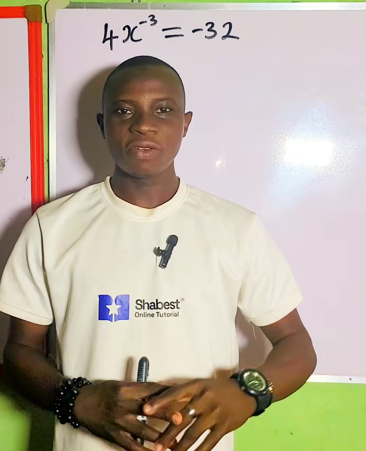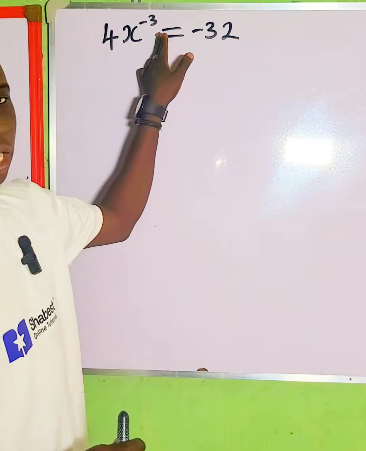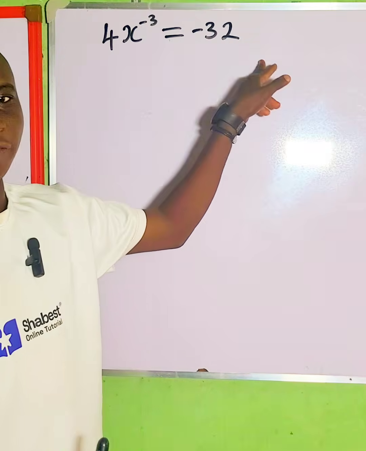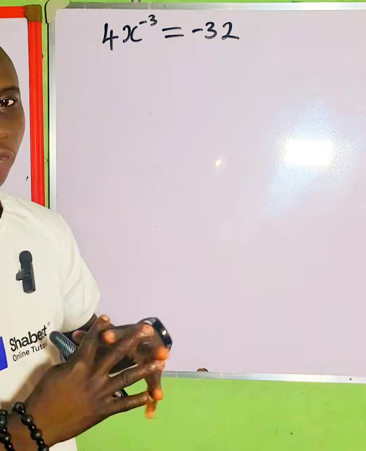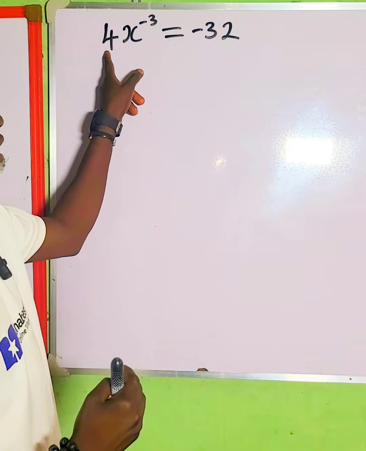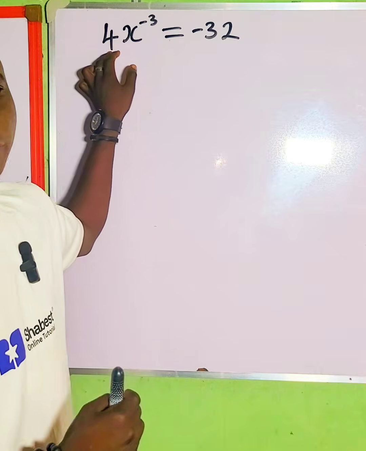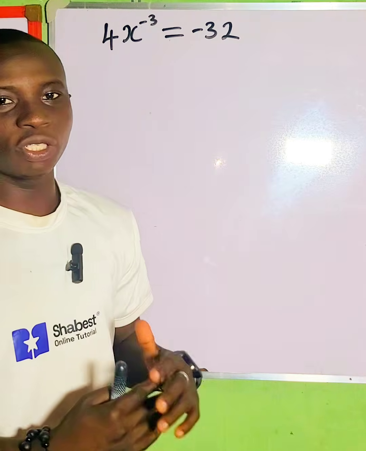We're going to solve for the value of x from this equation. We are given that 4x raised to the power of negative 3 is equal to negative 32. To solve for the value of x, the first thing we need to do is to eliminate this coefficient of x to the power of negative 3, which is this 4. And to eliminate this 4, we are going to divide both sides by 4.